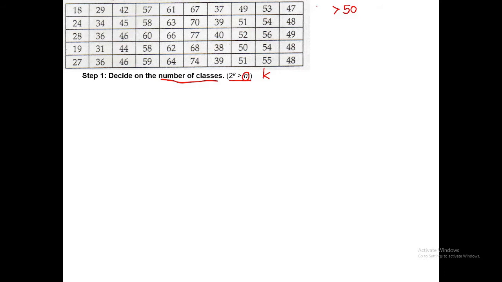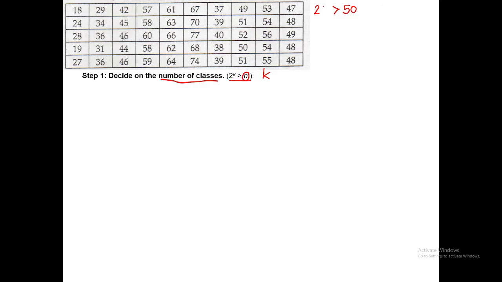Think of a value for K such that the answer when you raise 2 to that value is greater than 50. Now, let's start with 2 raised to 1. What is 2 raised to 1? It's 2. Is it greater than 50? No. What about 2 squared? 4. It's not greater than 50. 2 cubed is 8, so that cannot be it.